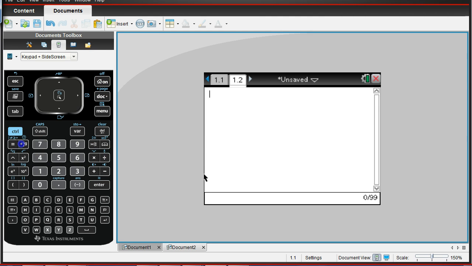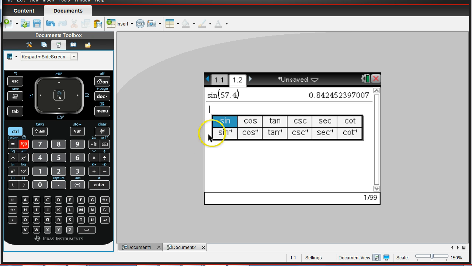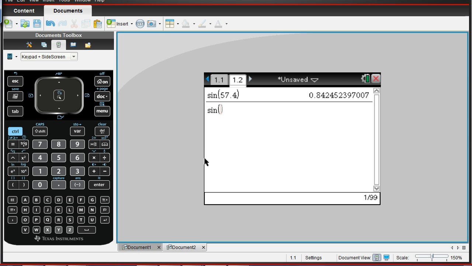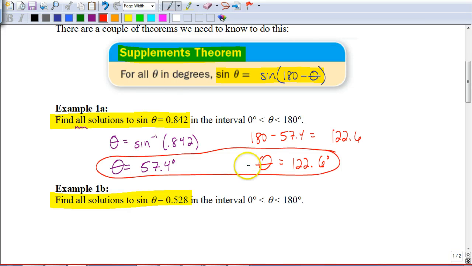Here's how you can check your answer. If I take the sine of 57.4, I should get 0.842. Sure enough, I did. Now if I take the sine value of our second angle that we found, 122.6, I should also get 0.842. And sure enough, we do. So you can see that these two answers are angles where the sine gives you a value of 0.842. So to find that angle, we always take and subtract the known angle from 180.